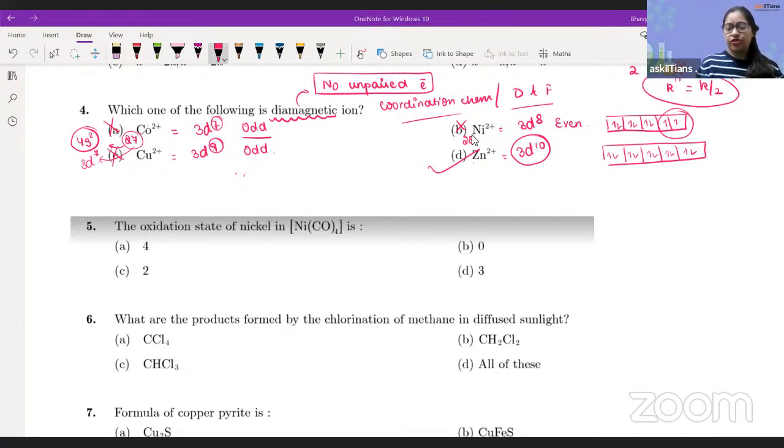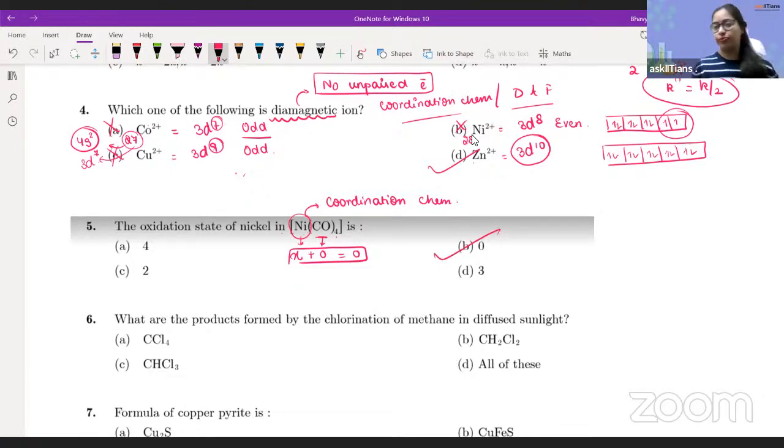Now I look at the 5th question. It is a question of coordination chemistry. For sure, it's a nickel carbonyl compound. Tetracarbonyl nickel is the compound. Now I know that carbonyl is a neutral molecule. Therefore, if I consider nickel's oxidation state as X, carbonyl is 0 because it's a neutral molecule, and the overall charge is equal to 0. So the charge on nickel will be 0.